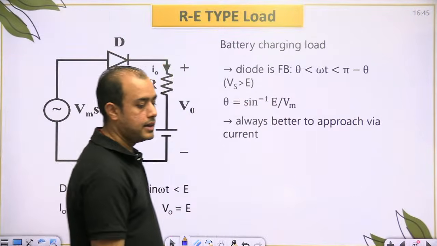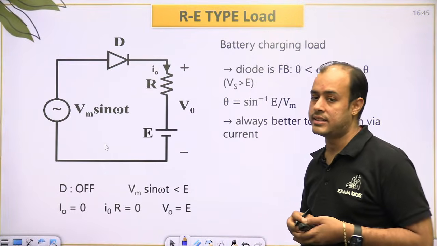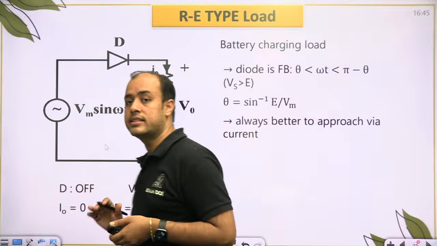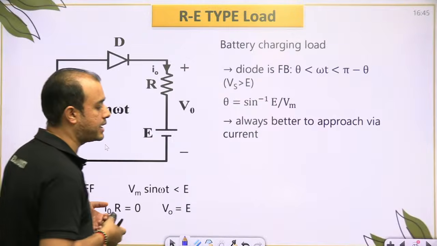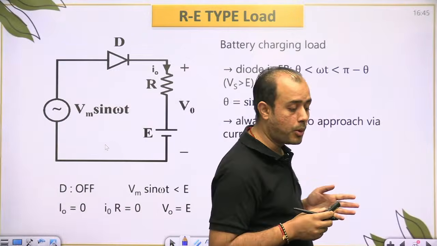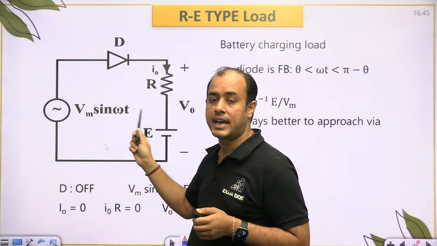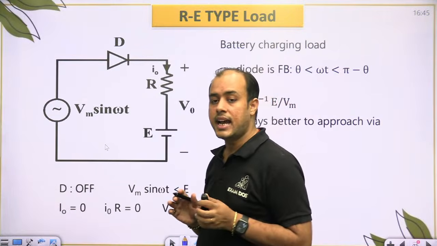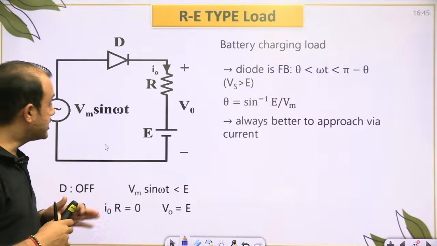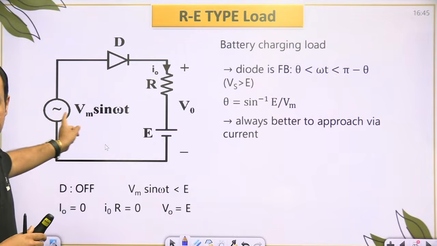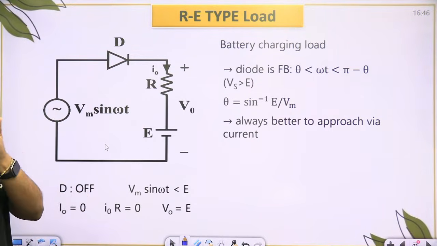Okay. Now next is the RE type of load. It is called a battery charging load. Now beta, whenever there is a source of EMF in the load, the diode does not immediately become forward biased in the positive half cycle. It will only become forward biased when the supply is more than E. ये सीधा ऐसा नहीं कह सकते 0 के बाद पॉजिटिव हाफ साइकिल आई भाई साहब ऑन हो गए. नहीं, सप्लाई को E से ज्यादा होना पड़ेगा. Then only current can circulate in the closed loop.